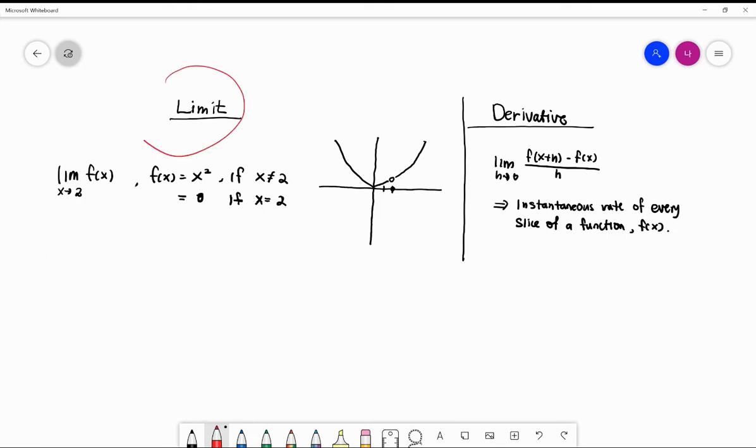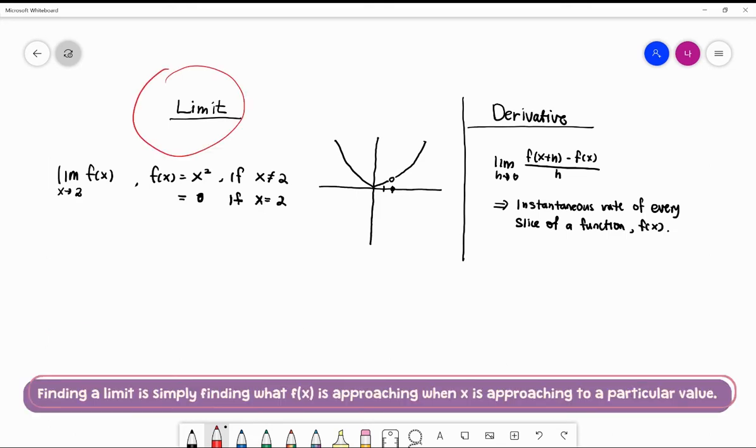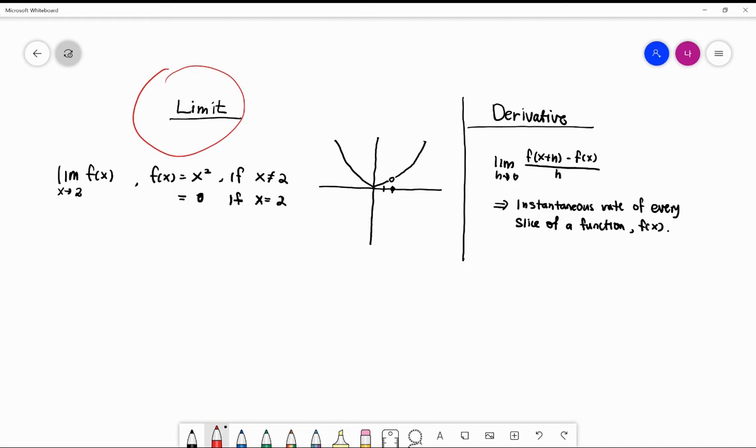First, as for the limit, when we are asked to find the limit of a function, we are essentially asked to find a value at which f of x is approaching a particular value of x. In this example, we're asked to find the limit of f of x as x is approaching a value of 2.